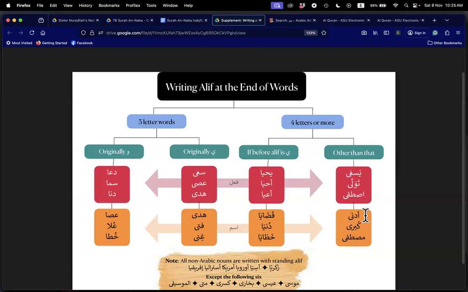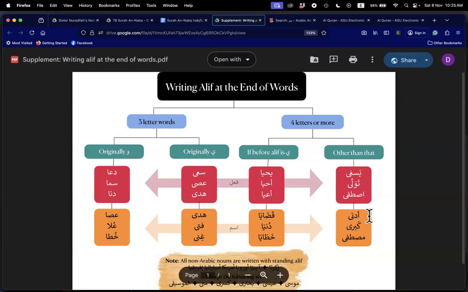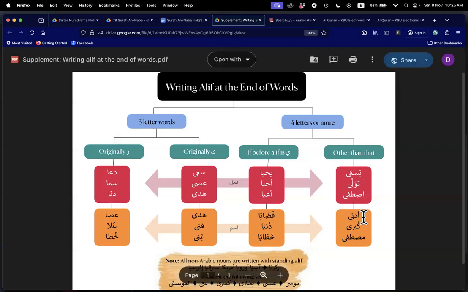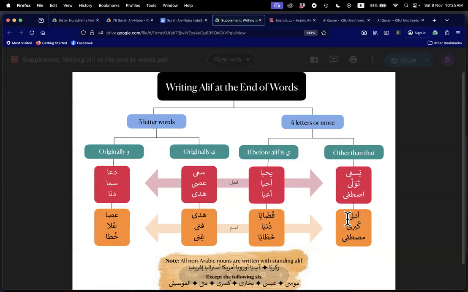This is adana. This is ism tafdil from dal nun waw here. Adana. Okay, dana. The ism tafdil is adana. Not written with alif, but written with alif maksura. Okay, kubra. This is feminine ism tafdil from akbar. Akbar, kubra. Mustafa. This is your ism maf'ul of this word. Mustafa. So always end with alif maksura for words that have 4 letters or more.